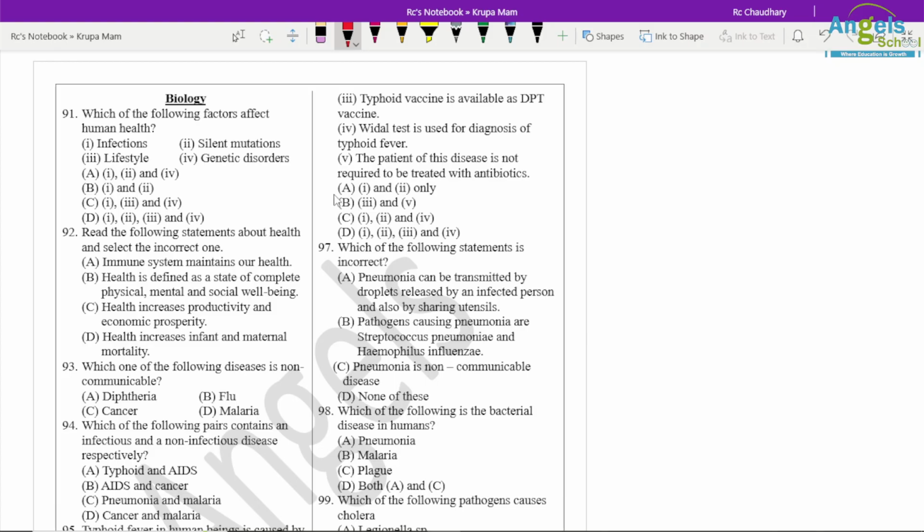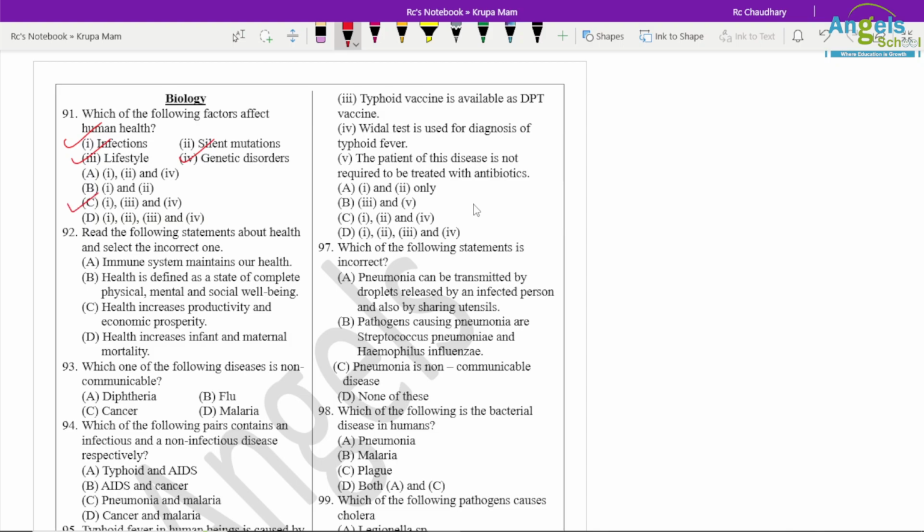Test date 28 July 2025. Question number 91. Which of the following factors affect human health? Infections, silent mutation, lifestyle, and genetic disorders. So, infection, lifestyle, and genetic disorder are correct options.